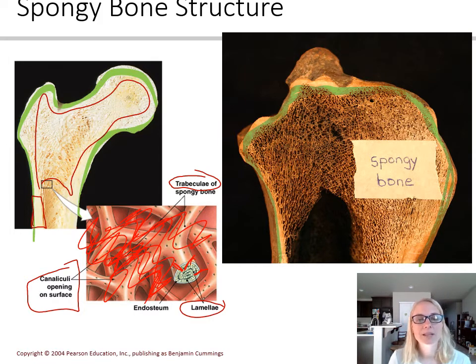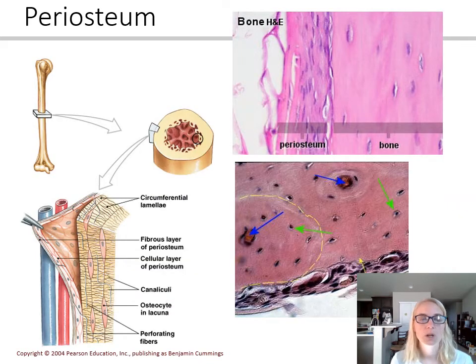All right, the last couple slides are going to be dealing with the linings of the bone. The first one is called the periosteum. So the periosteum is an outer lining. It covers the surfaces of the bone, right? So this whole bone would be covered by this connective tissue sheath called the periosteum. It has a couple layers to it.